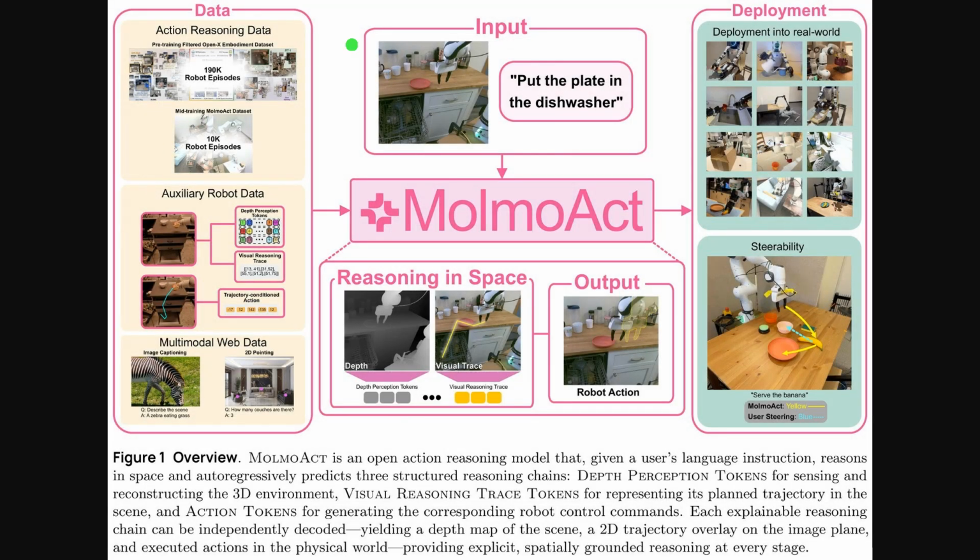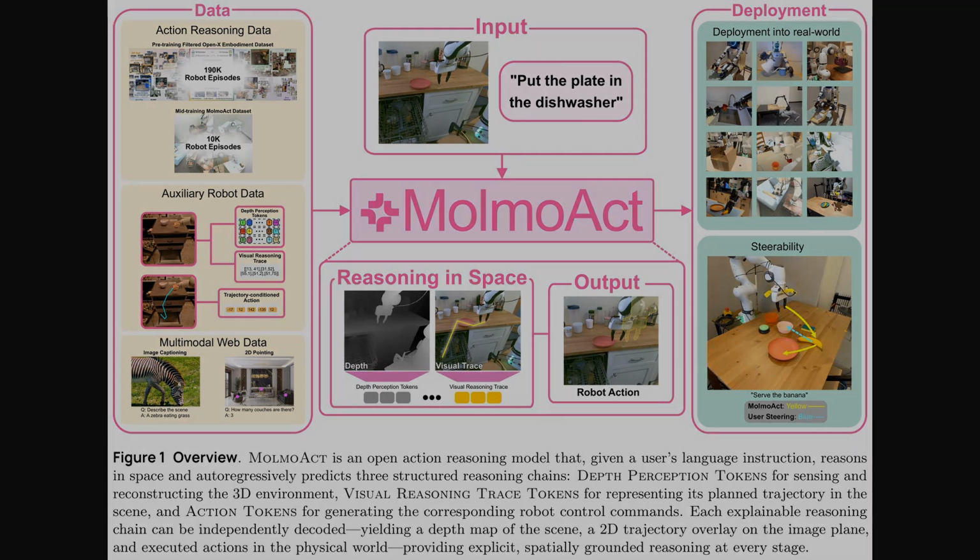Alright, this overview graphic shows the full pipeline at a glance. Data sources on the left feed a 3-stage model in the center, which takes an instruction and image as input, then reasons in space to produce depth tokens, a visual trace, and finally, robot actions. Moving right, the panels highlight deployment in varied real kitchens and a steerability demo, where a user-drawn yellow path adjusts the trajectory. Building on our intro, the takeaway is transparent planning that you can see and edit.